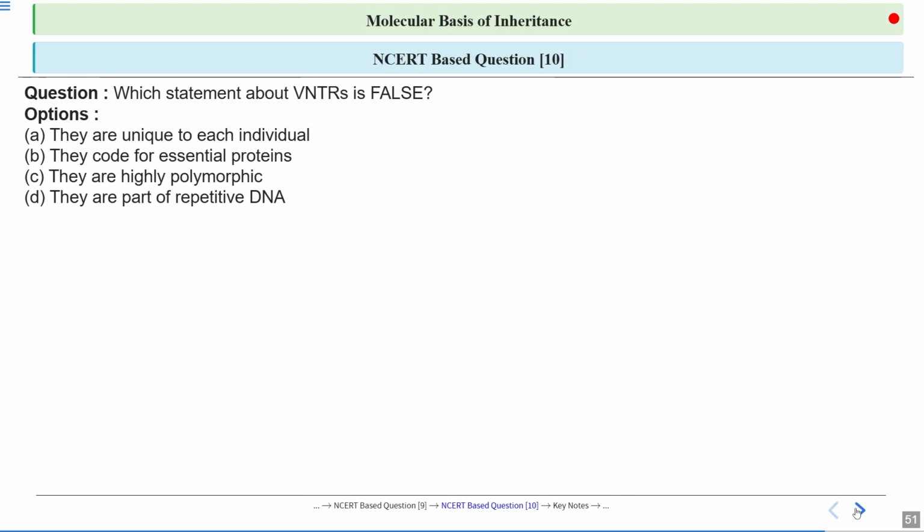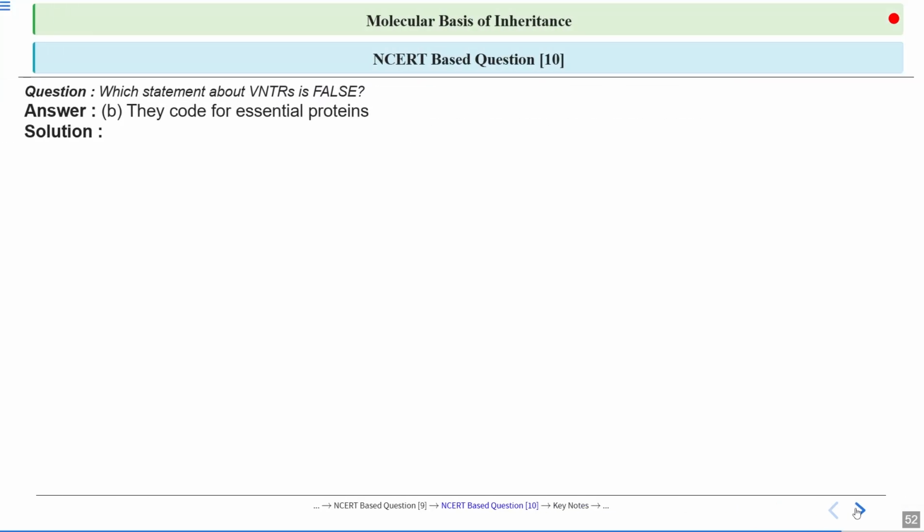Next and last question is, which statement about VNTR is false? Options are: they are unique to each individual, they code for essential proteins, they are highly polymorphic, or they are part of repetitive DNA. So, three among them are true, one is false. What is that? That is the second one, that they are essential for protein coding. We know that VNTRs are non-coding DNA, they do not code for any protein.